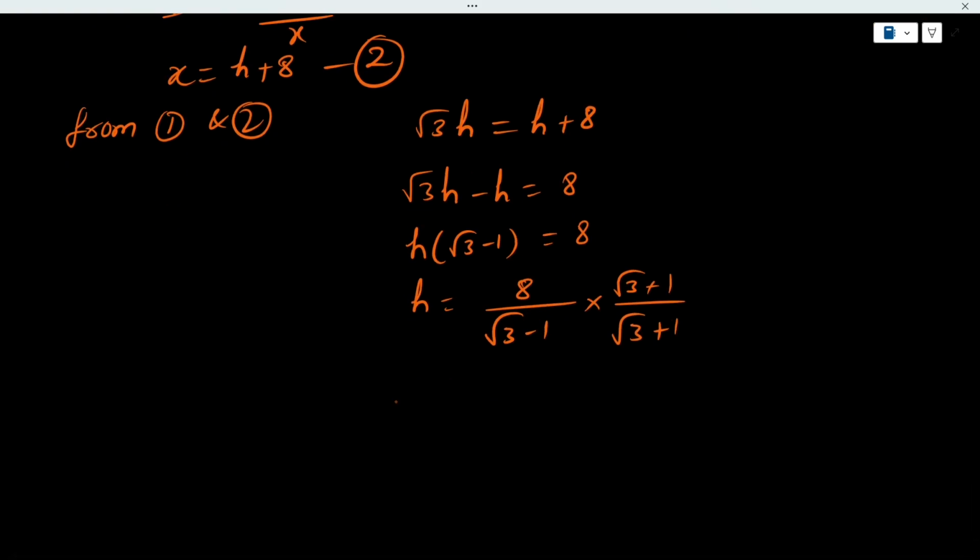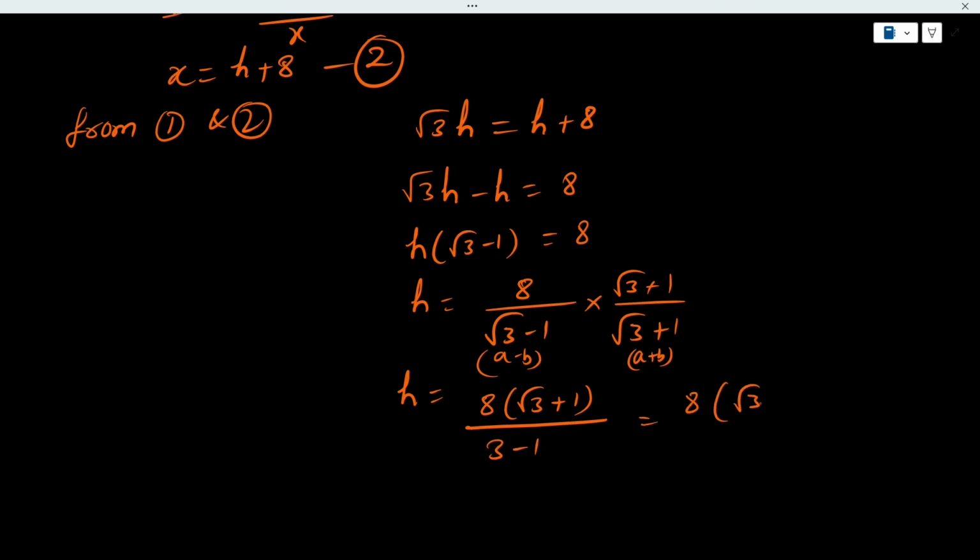To make it a perfect square, if it's a minus b, we take a plus b, so that we can get a perfect square, a square minus b square. So 8 is here, root 3 plus 1. Don't open the bracket in the numerator, because sometimes the values will get cancelled, right? So this is root 3 plus 1 by 2, 2 ones are 2, 2 fours are 8. So the value here is 4 times root 3 plus 1 meter.